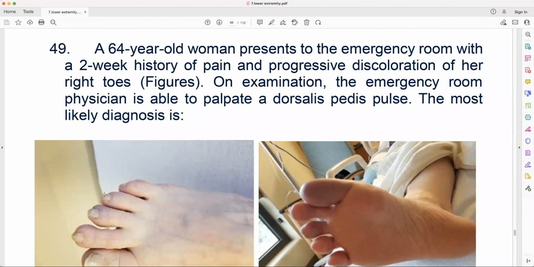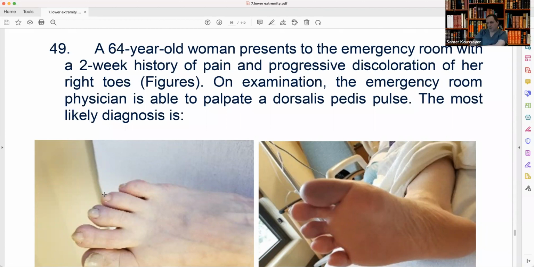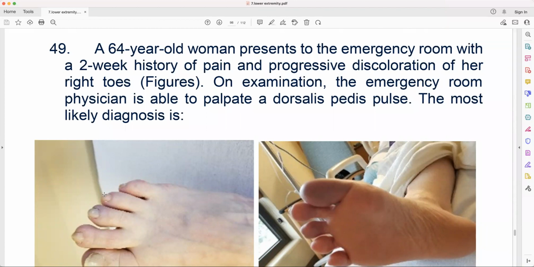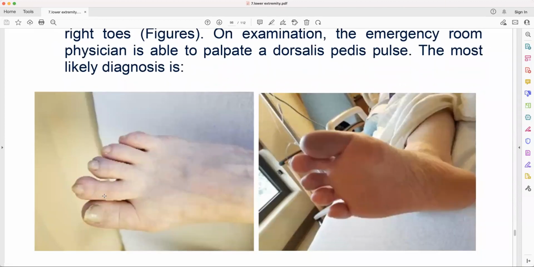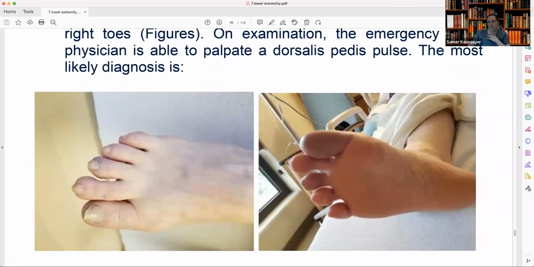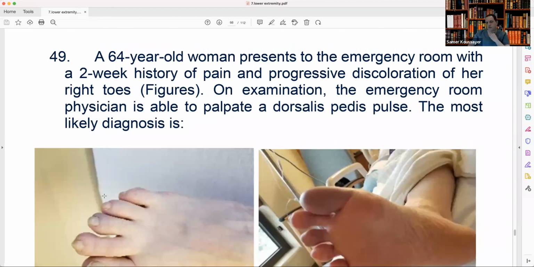A 64-year-old woman presents to the emergency room with a two-week history of pain and progressive discoloration of the right toes, like in the figure. On examination, the emergency room physician is able to palpate a dorsalis pedis pulse. The most likely diagnosis is blue toe syndrome. Correct, so it's very easy. What do you think is the cause? What is the most common cause?